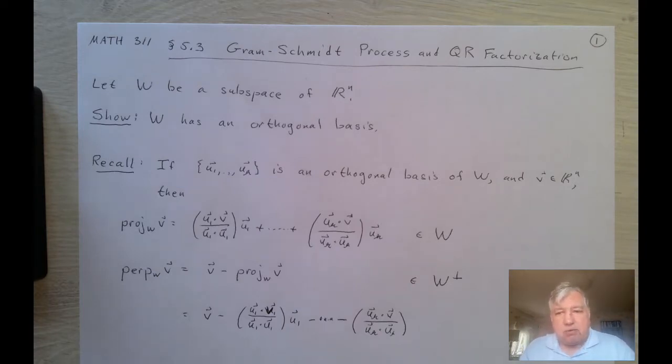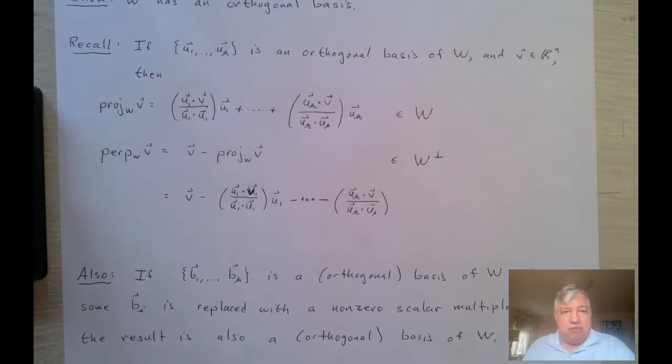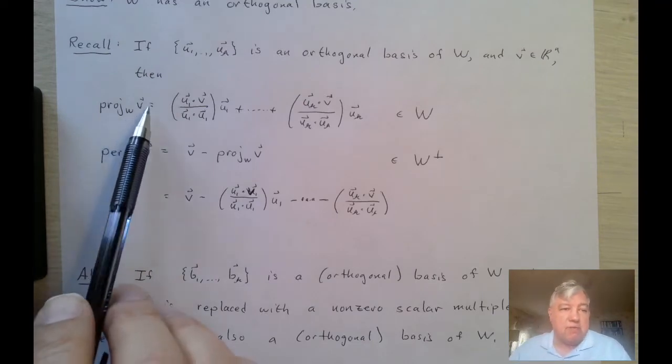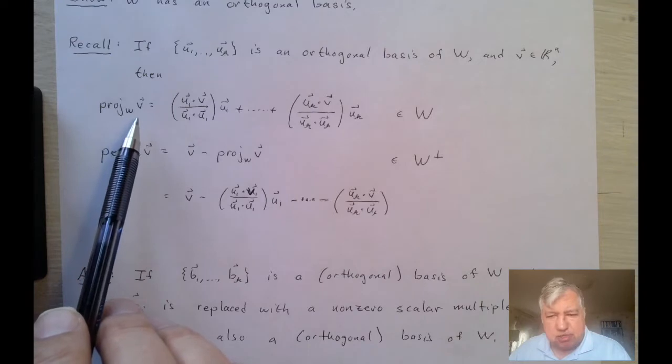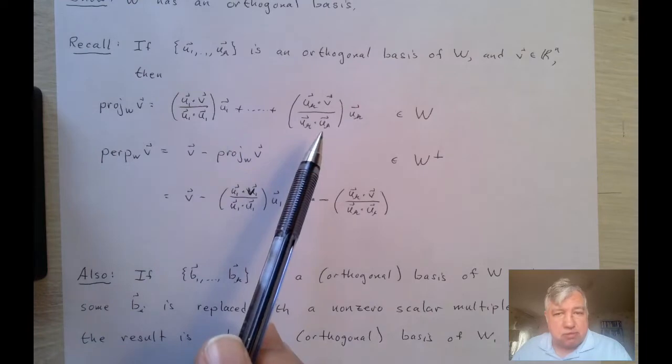Before we get started, I want to remind you of a couple things from the last section, section 5.2. If we do have an orthogonal basis, and we take an arbitrary vector v in Rn, then we can always write v as the sum of something in W plus something in W perp, the orthogonal complement. And what we did is we defined this projection of v onto the subspace W, which is really a generalization of just projecting one vector onto another vector using this formula involving these dot products, right?